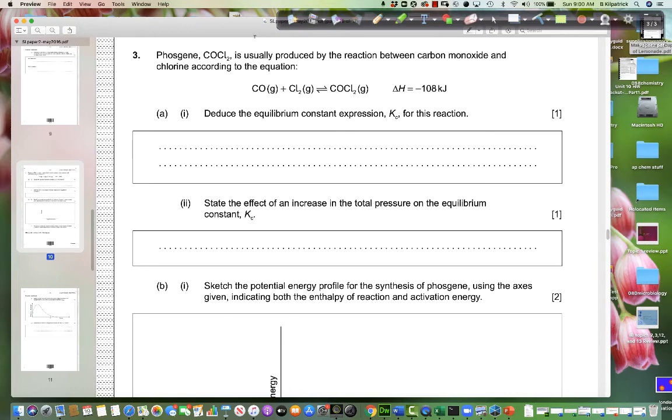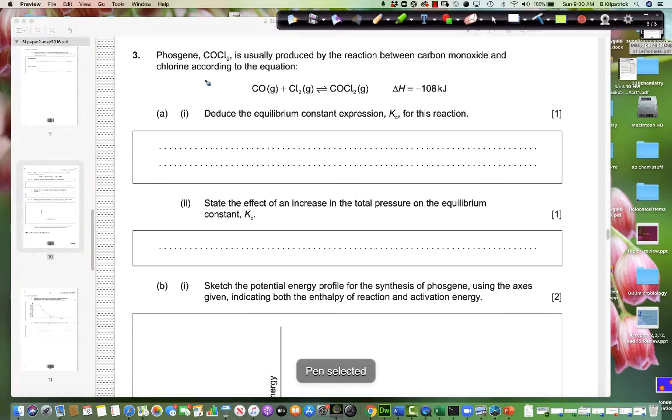Right, so we're going to go over question 3. Now, question 3 is an equilibrium and a kinetics problem. So the first part gives you a reaction, and then it says deduce the equilibrium constant expression. So really, you just need to write out the equation for K.